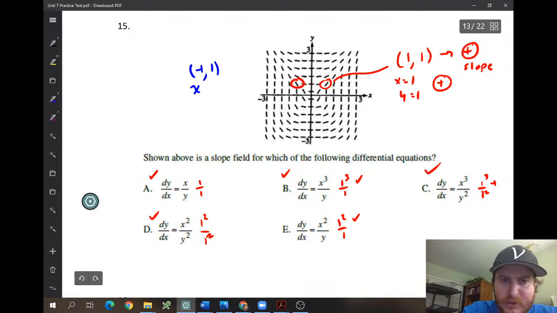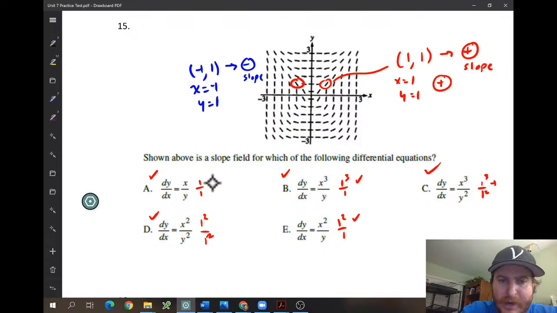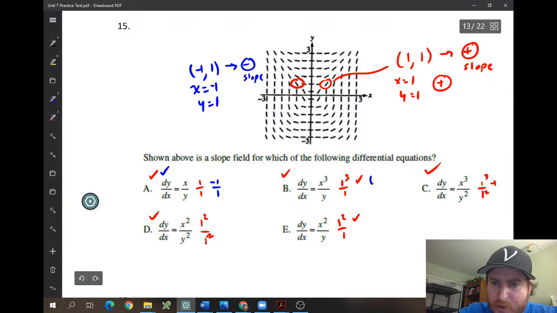Okay, so x is -1, y is +1, and this is a negative slope. It gave me a negative slope, so when I plug in these, I should get a negative slope. So x is negative 1 over positive 1. That is negative. So this one's still in play. Negative 1 cubed is negative over positive 1 is still negative. This guy's still in play. Negative 1 cubed is negative over 1 squared is still negative. This guy's still in play.